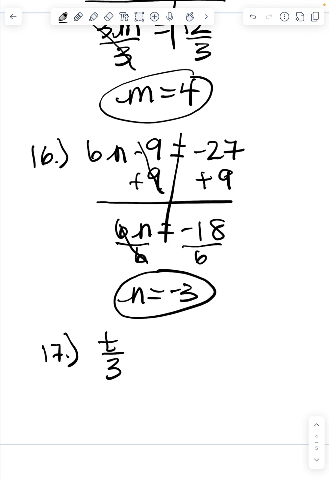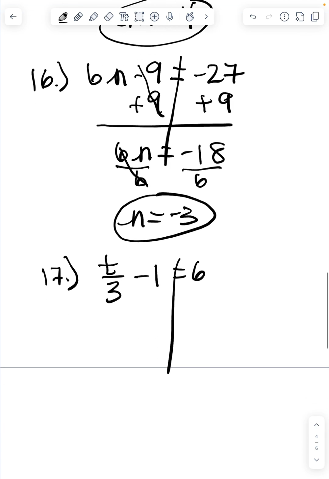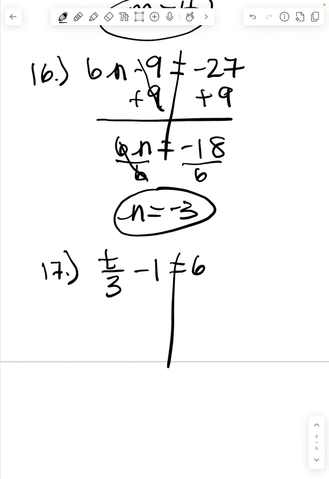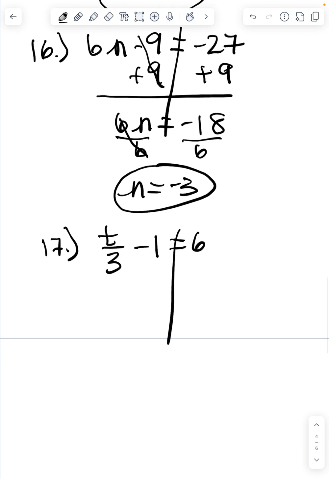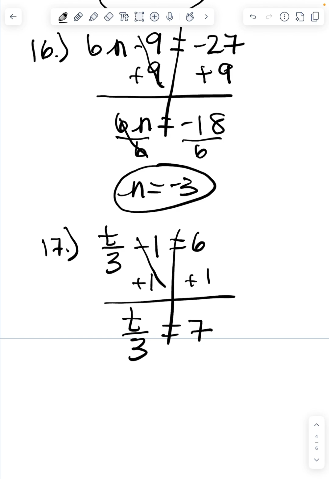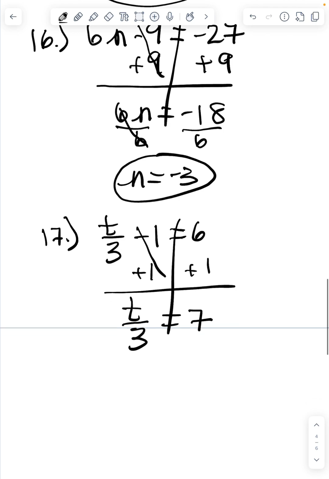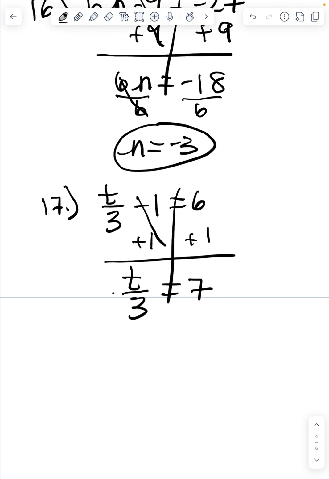Number 17. t divided by 3 minus 1 equals 6. Okay, what are the two things happening with the t? We're dividing it by 3 first, and then we would minus 1. That means we need to add 1 first to undo that. So we have t divided by 3 equals 7. All right, in order to do the inverse of dividing by 3, we need to multiply by 3. So t equals 21.